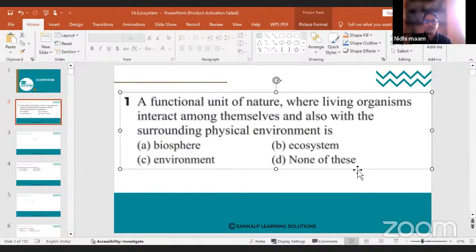The first question: a functional unit of nature where living organisms interact among themselves and also with the surrounding physical environment is A, biosphere, B, ecosystem, C, environment, D, none of these.